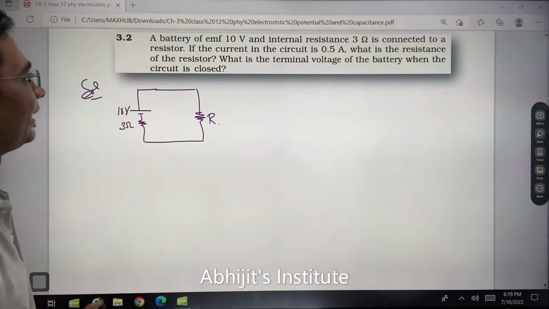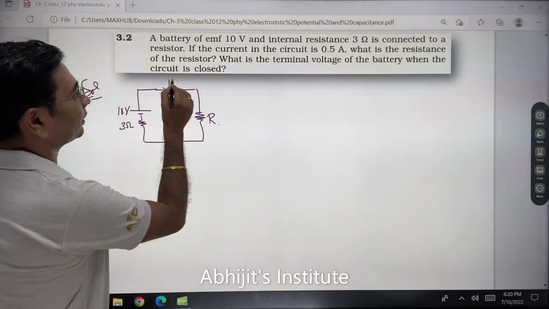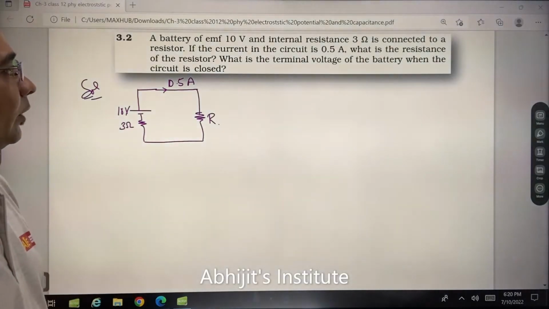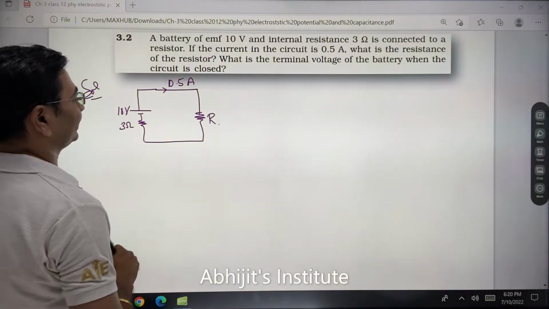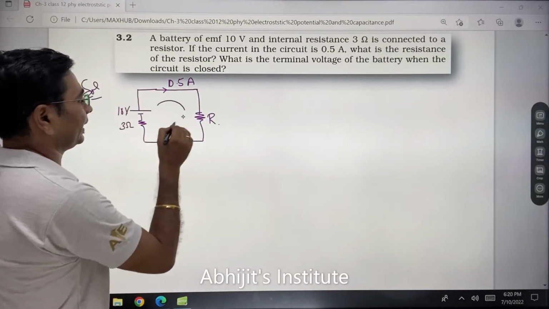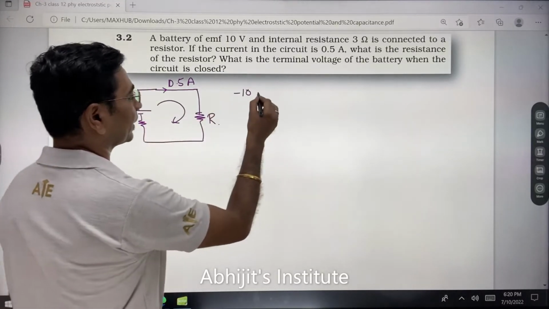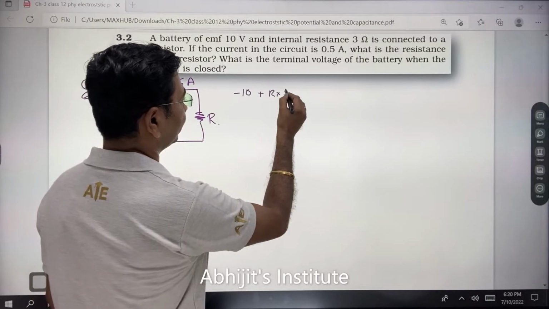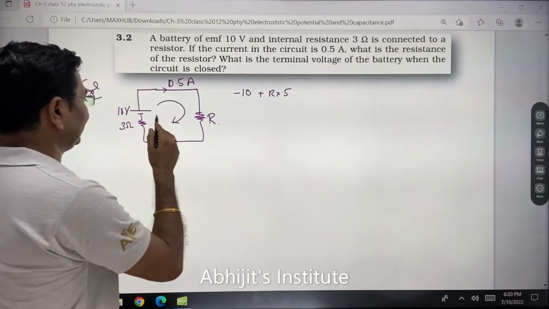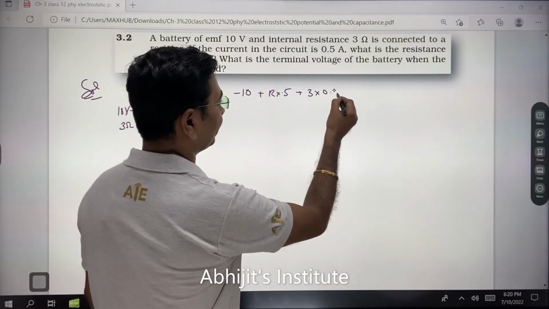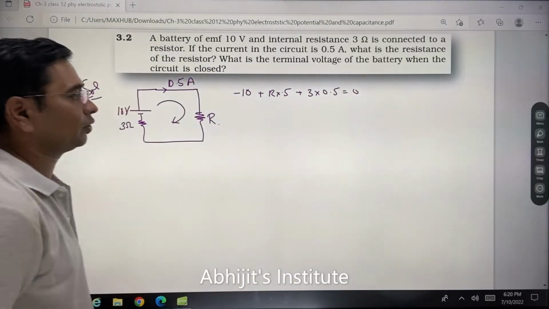If the current in the circuit is 0.5 ampere, so 0.5 ampere current is flowing. What is the resistance of the resistor? Okay, so you can take a loop. If you take a loop, I'm going to write it as -10 plus capital R into 0.5, and then you have got another resistance, and that is 3 into again 0.5, and that ends the loop. That is equal to 0.